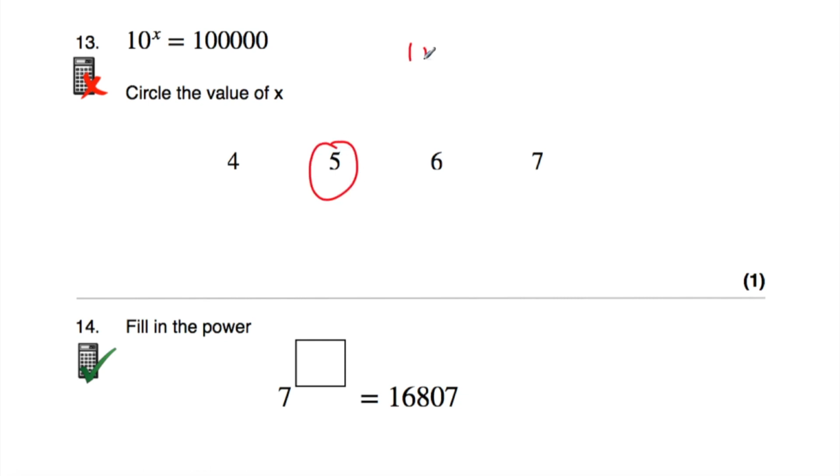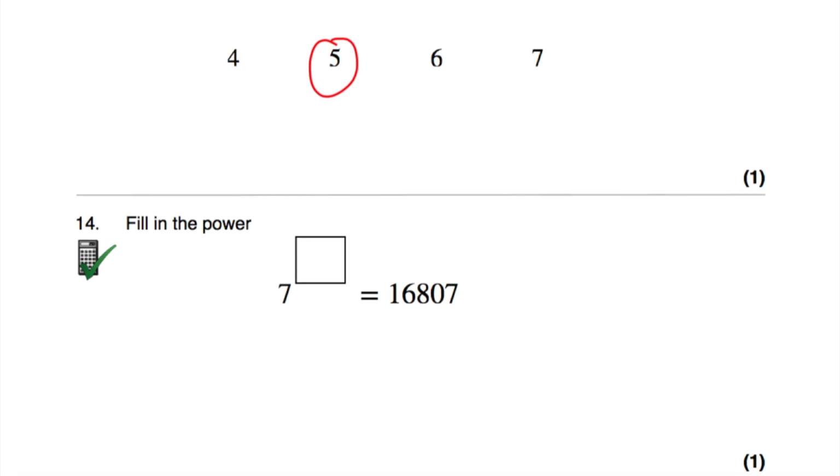And let's just check that. 10 times 10 times 10 times 10 times 10. 10 times 10 is 100, times 10 is 1,000, times 10 is 10,000, times 10 is 100,000. So it's going to be a 1 followed by 5 zeros. 1, 1, 2, 3, 4, 5 zeros. Fantastic. So that's it. So that's going to be to the power of 5.